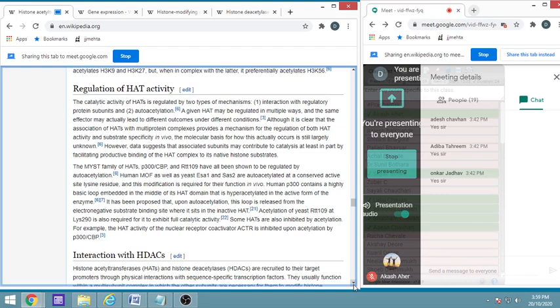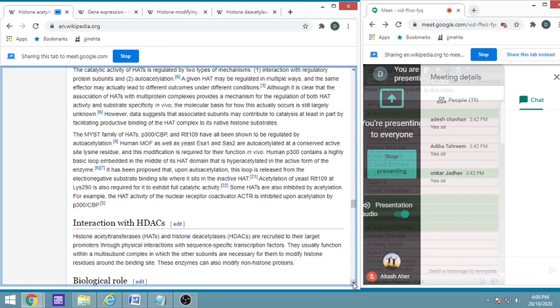The association of HATs with multi-protein complexes provides a mechanism for regulation of both HAT activity and substrate specificity in vivo. The molecular basis is still not known, and the MYST family is regulated by autoacetylation. The various types of proteins are autoacetylated, and they are conserved as active site lysine residues. This is very important, and they play an important role.